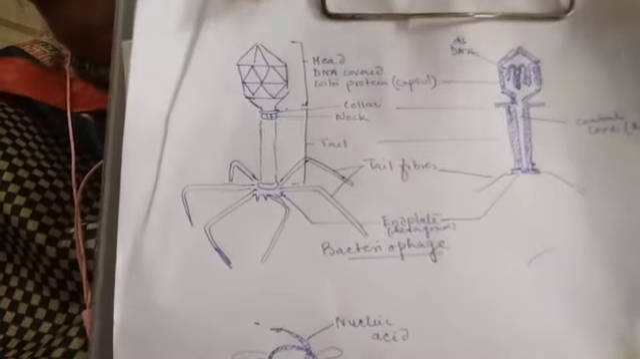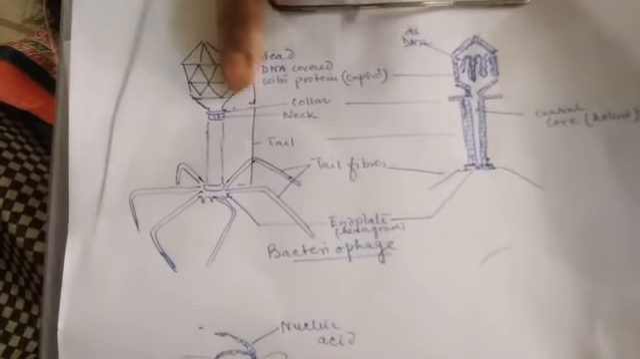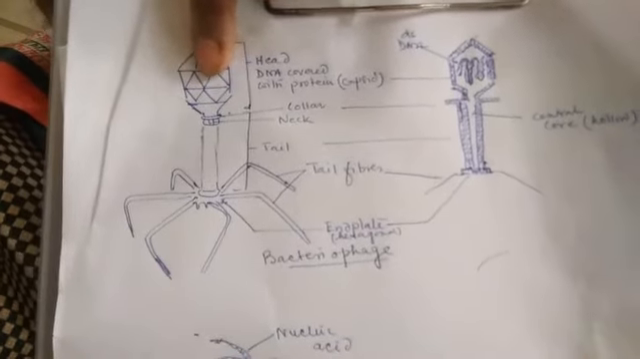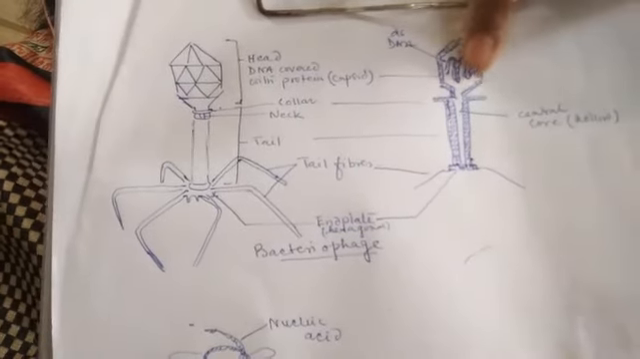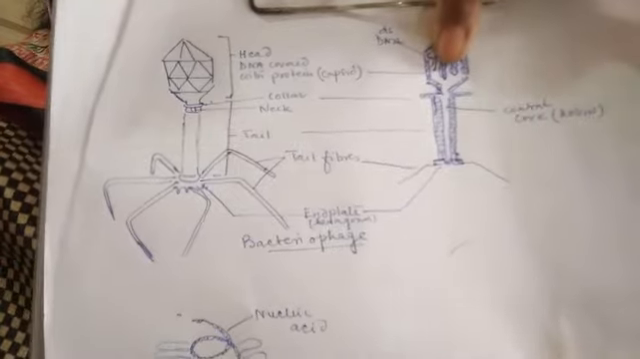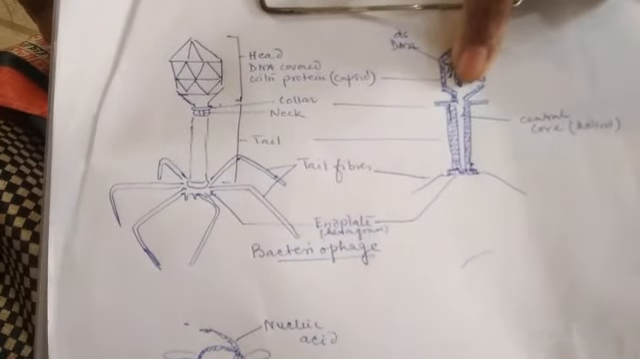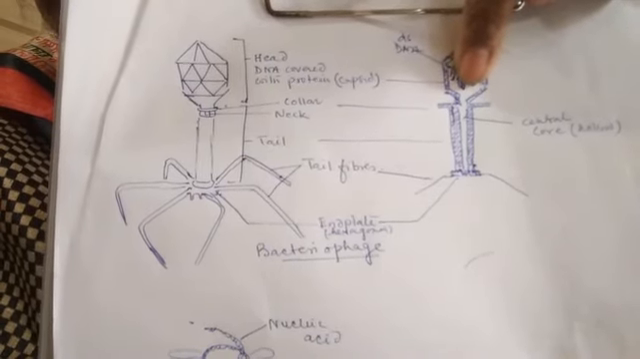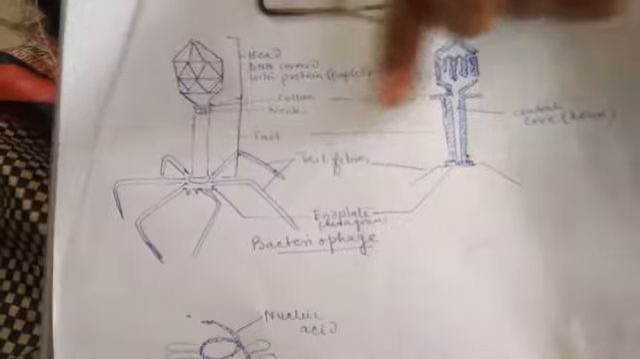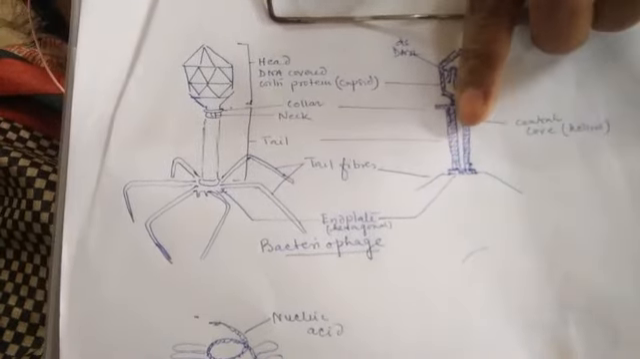This head portion contains the protein encircling the DNA, and that DNA is also double-stranded DNA. And the tail has 4 components. The first is the central core. You can see the central core, this is the hollow tube.